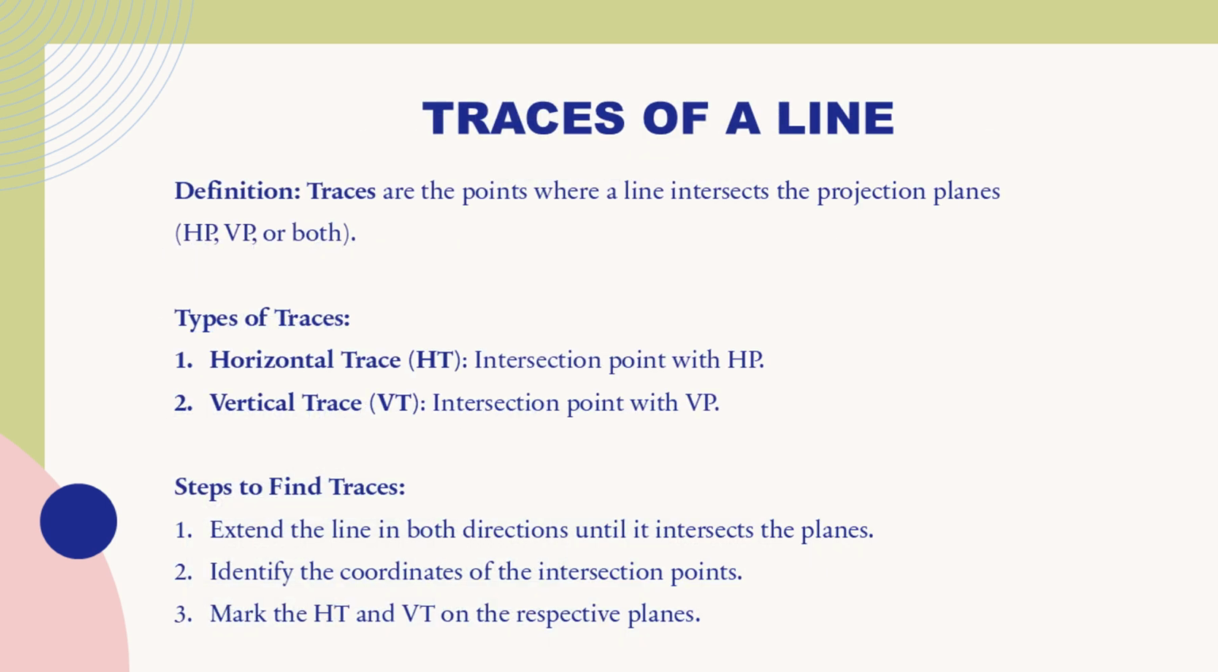Traces are the points where a line intersects projection planes. We have two primary types: horizontal trace, HT, where the line meets the horizontal plane, and vertical trace, VT, where it intersects the vertical plane.